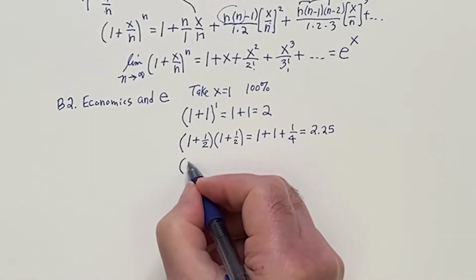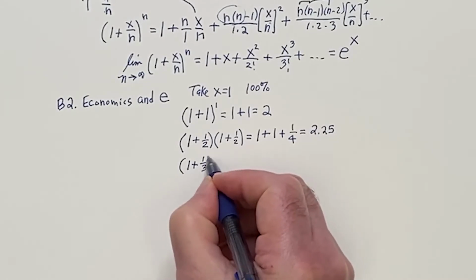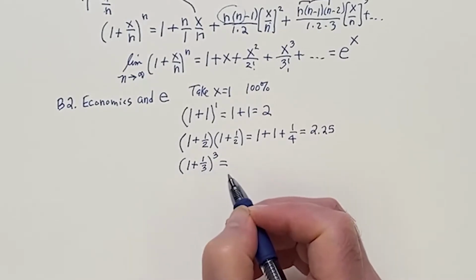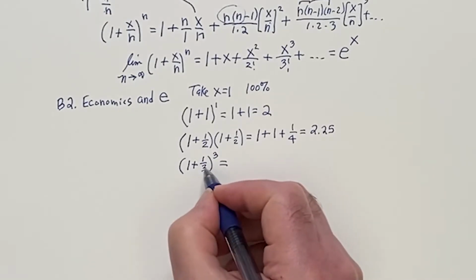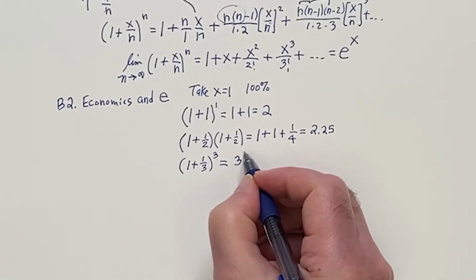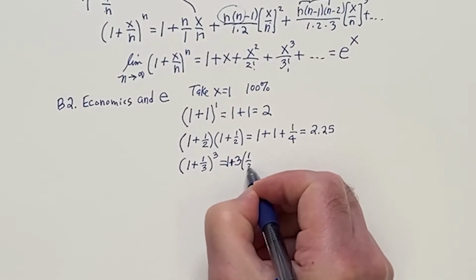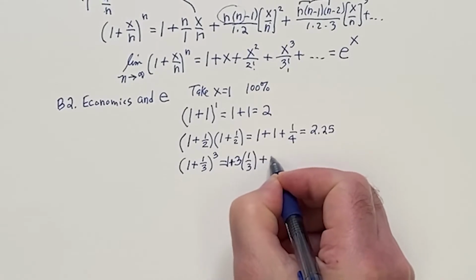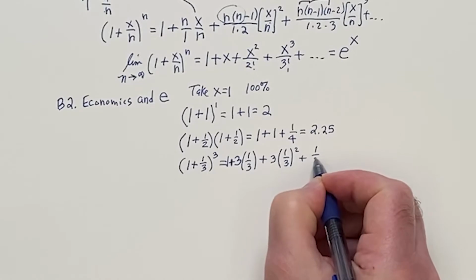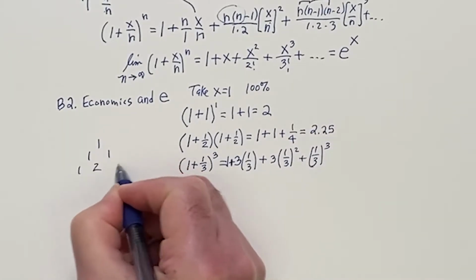Suppose they compound the interest every 4 months, so every third of a year. So you get a third, and then it'd be 3 times, because we'll do it every 4 months, and after the year you'll have this. So this would be 1 plus 3 times a third plus 3 times a third squared plus a third cubed. You can think of that as your Pascal triangle.